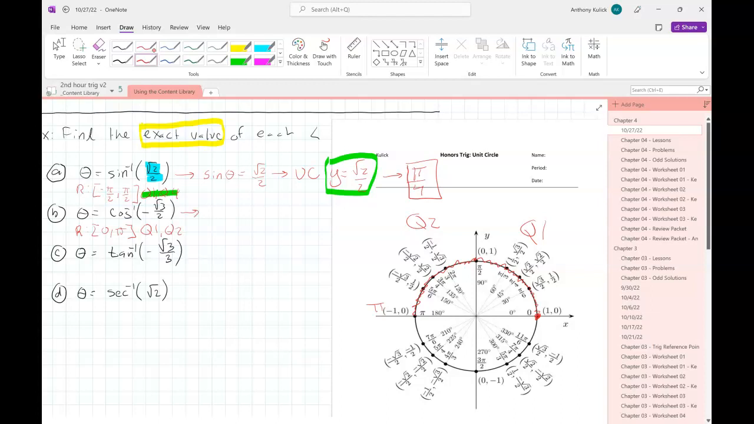So in quadrants 1 and 2 on the unit circle, I'm going to look where the x-coordinate is negative root 3 over 2. Everybody's okay with that? So my answer is 5 pi over 6.